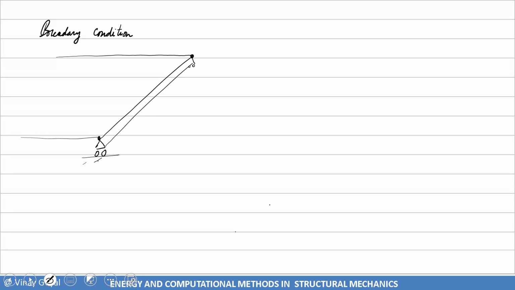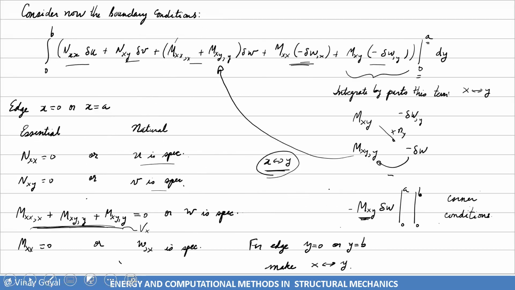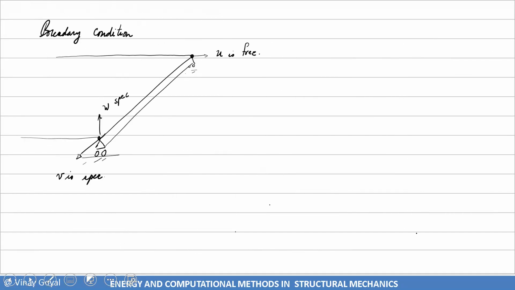And now that's your roller. So that means that u is free. This direction is not free, so v is specified here in this example. w is specified in that way on the whole edge, by the way. It's allowed to rotate and it's allowed to move in the u direction. So u is free. Because u is free, it's not specified in that example, then Nxx has to be zero. So depending upon what combination you have, you get different boundary conditions.